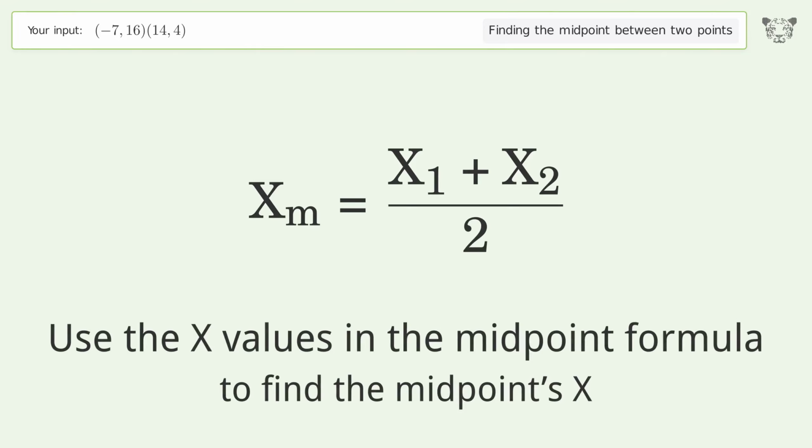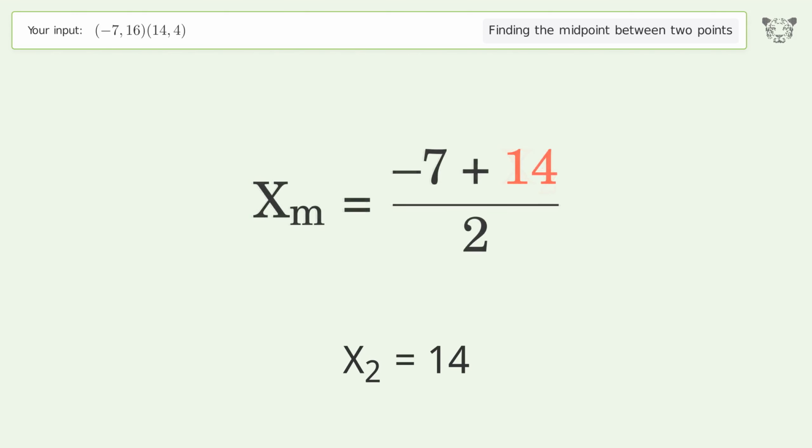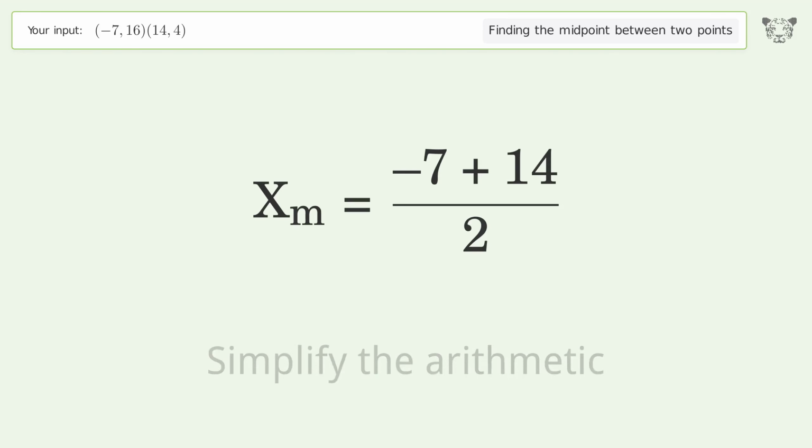Use the x values in the midpoint formula to find the midpoint's x. x1 equals -7, x2 equals 14. Simplify the arithmetic.